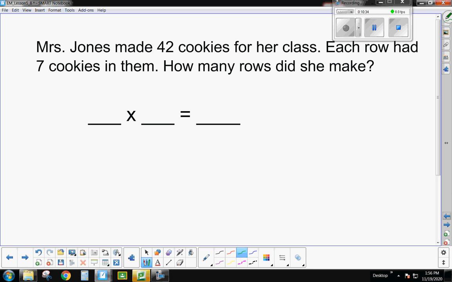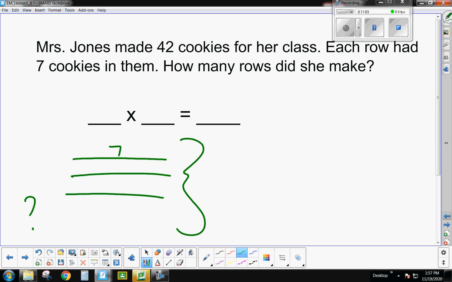All right, so if Mrs. Jones made 42 cookies for her class, each row had 7 cookies. So I have a row here, and I know it has 7 cookies on it. Now, I could draw 7 tally marks or 7 circles, but I'm going to be a little bit lazy about it. I'm just going to go ahead and draw that row and write a 7. Now, how many rows did she make? She had to keep making rows, and I don't know how many rows, but all together, it was going to have to equal 42 cookies.